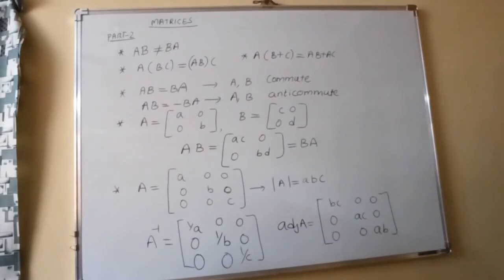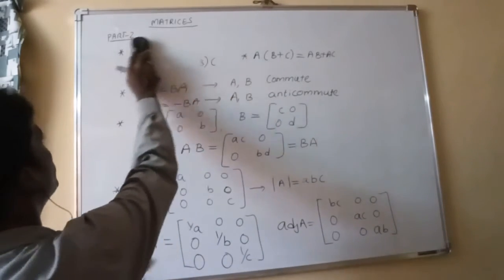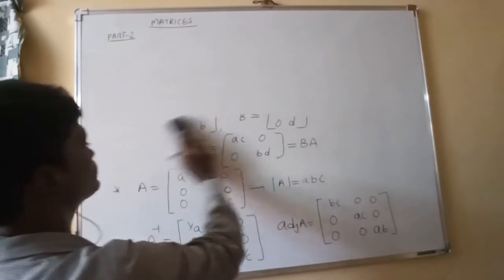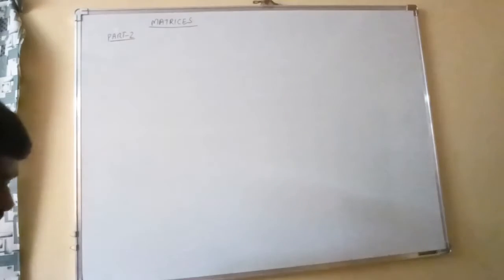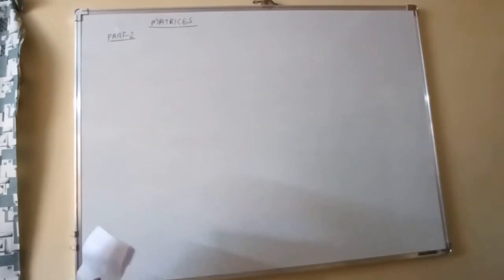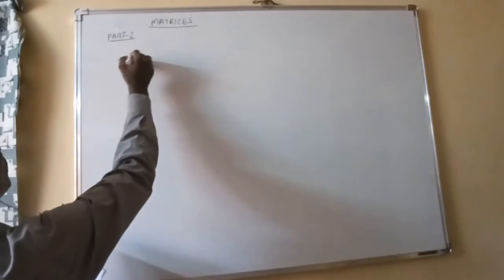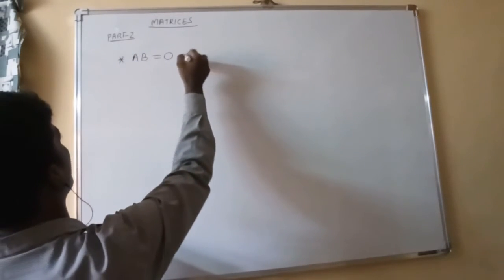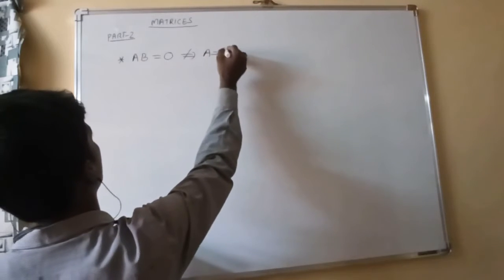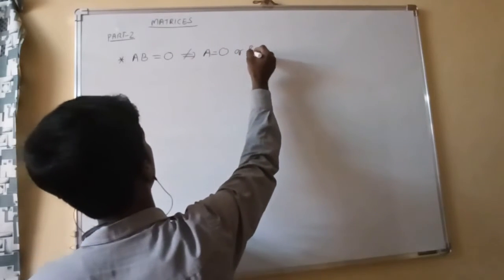So this is about a diagonal matrix. And one more important point: the product of two matrices is a null matrix need not imply that at least one of the matrices is 0.